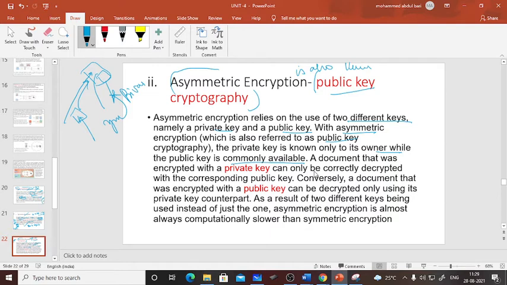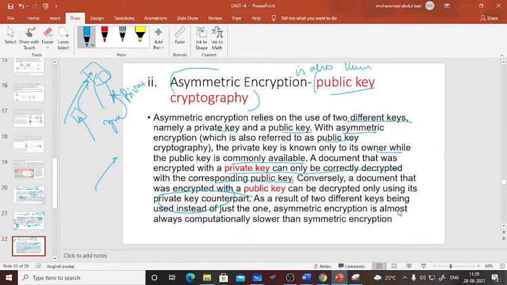That is asymmetric encryption. A private key is known by the owner, and there is also a public key. A document that was encrypted with a private key can only be correctly decrypted with the corresponding public key. Once it is sent, the public key has already been sent. Conversely, a document that was encrypted with the public key can be decrypted only with the corresponding private key.